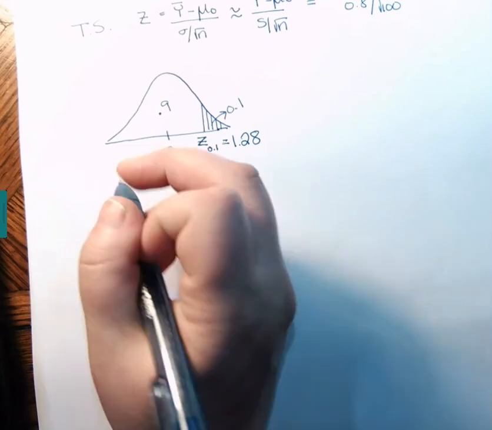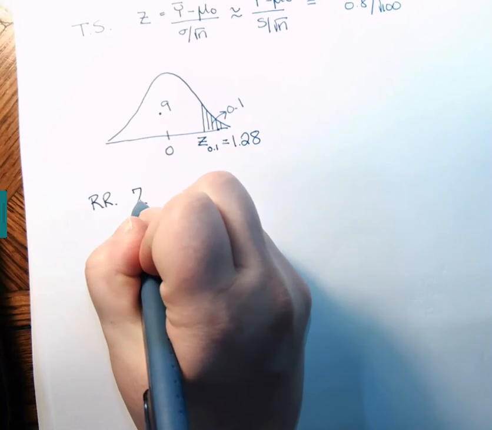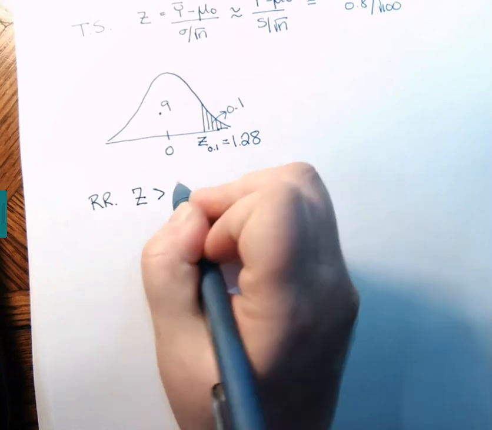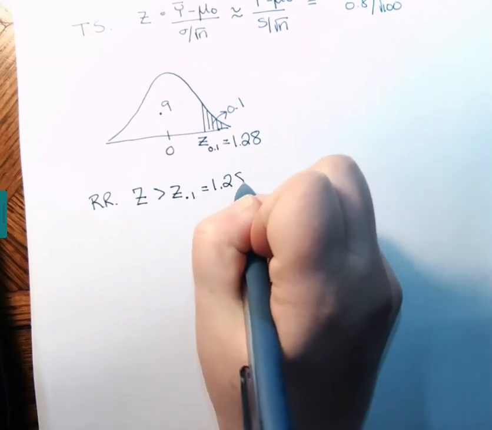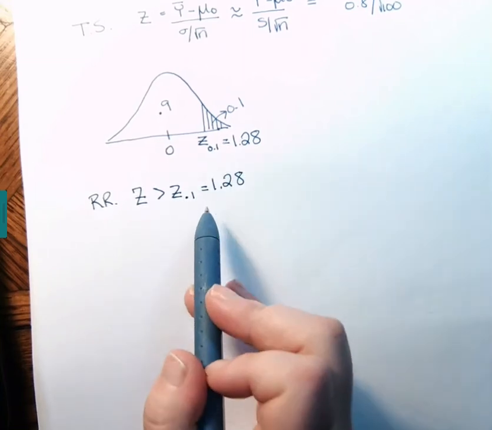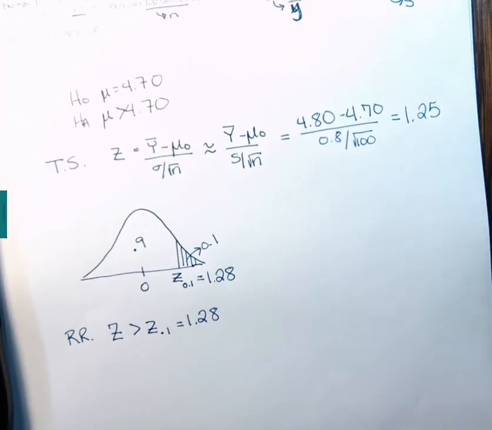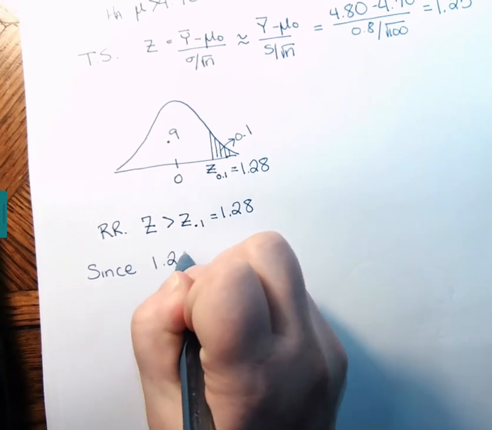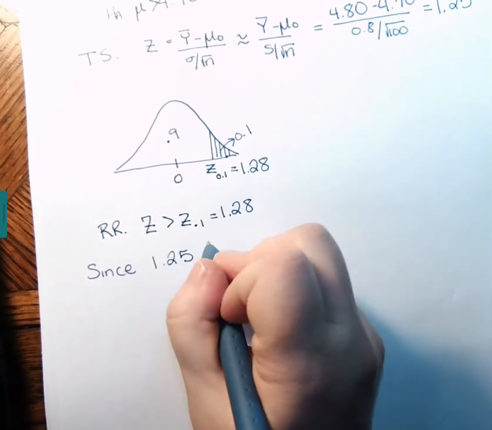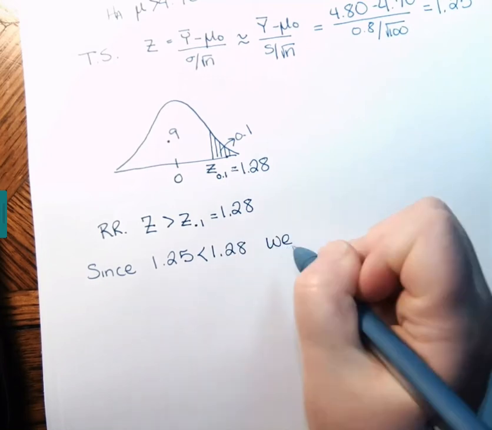So my rejection region is going to be if my test statistic z is greater than z of 0.1, which we just found was 1.28. So if my test statistic is larger than 1.28, I'm going to reject. But notice that my test statistic was 1.25. So since 1.25 is less than 1.28, we fail to reject the null.